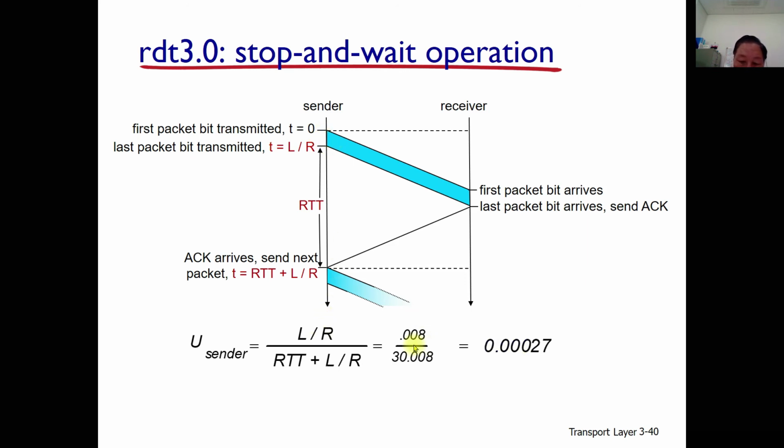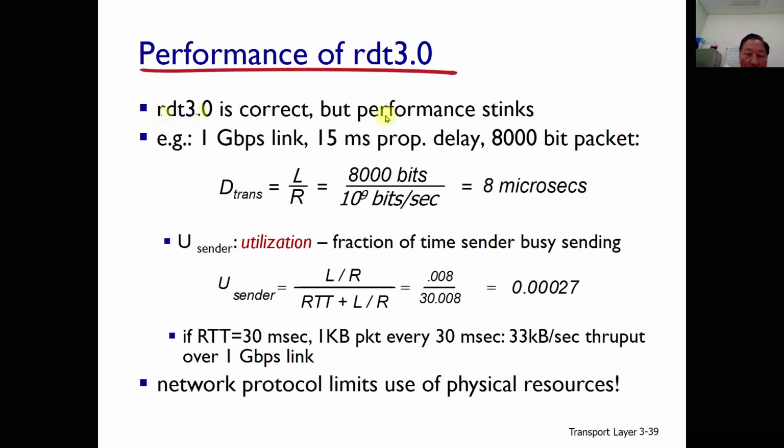Here we can derive L over R this time, and round trip time this time, plus this one is the whole time delay from here to here. During this time, this one is meaningful transmission time, that is utilizing this communication channel. This fraction is so low because of this stop and wait slow operation. And let's go back to the previous one. RDT 3.0 is correct, but in terms of performance, that is too bad. That means it stinks, bad smell.